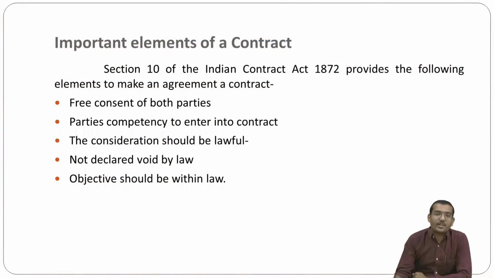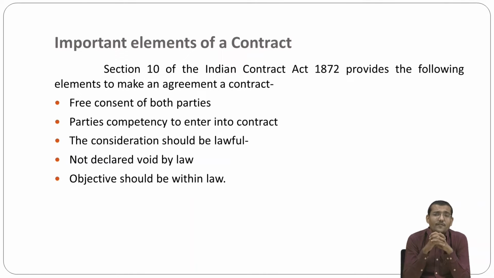With that, we continue our journey of the Indian Contract Act 1872. So let's move forward with our journey to define the important elements of a contract. According to Section 10 of the Indian Contract Act 1872, the following elements make an agreement a contract.